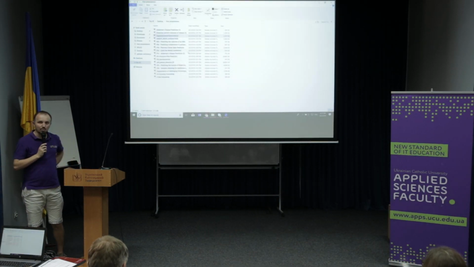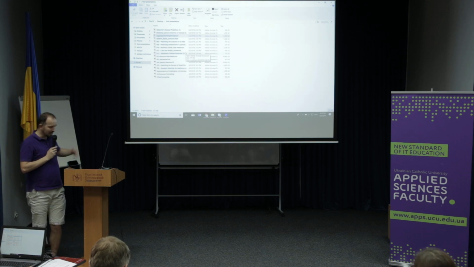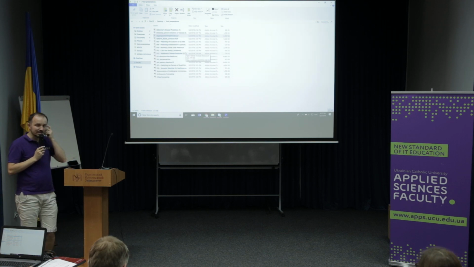So we have at least one project on the hardware part. This hardware part is self-driving.